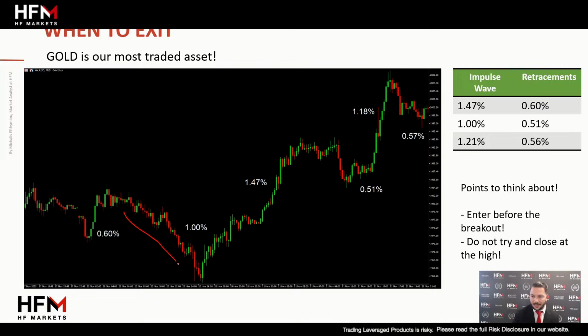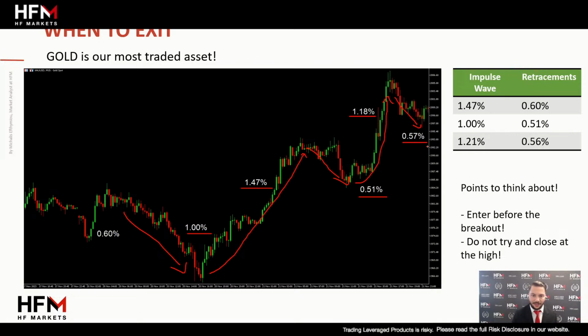So if we measure this downward price movement, it's 1%. Then the trend changes. So this is the impulse wave, and it's 1.47. The next impulse wave is here, and it's 1.18. This is a retracement. It's just over 0.5%. This is another retracement, and it's just over 0.5%.